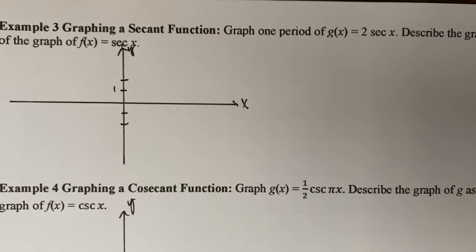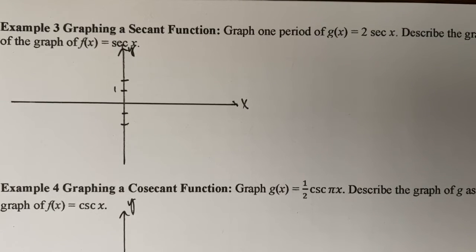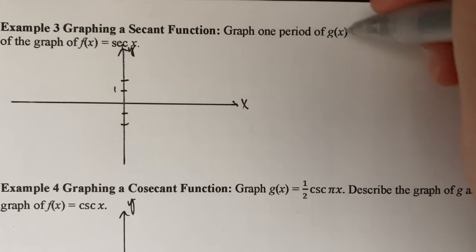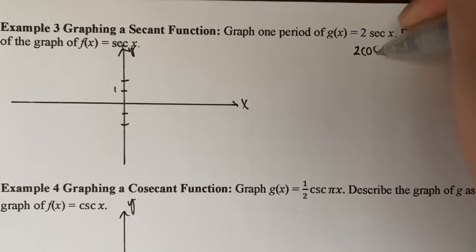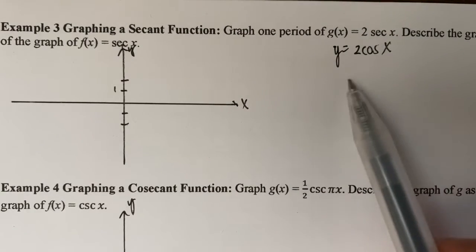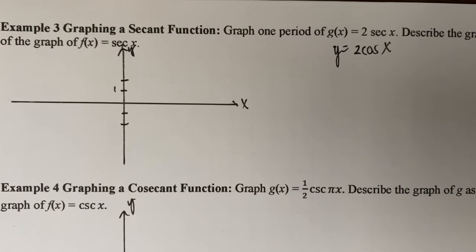In example 3, we are going to be graphing the secant function, and we are going to graph one period of the function g of x is equal to 2 secant of x. After we graph it, we're going to describe the transformation on the parent function f of x is equal to secant of x. Our first step is to graph the cosine function. So we want to graph 2 cosine of x. And once we graph the graph of cosine, then we can graph our secant graph.